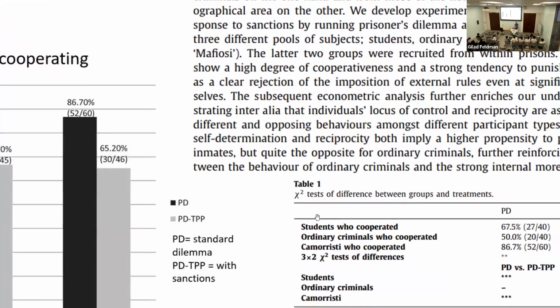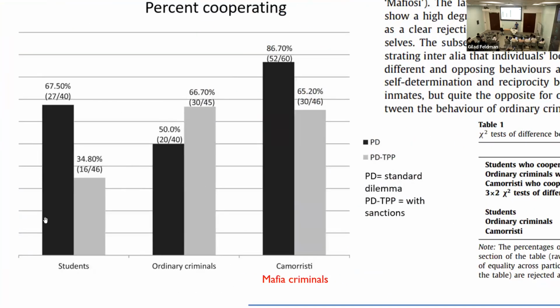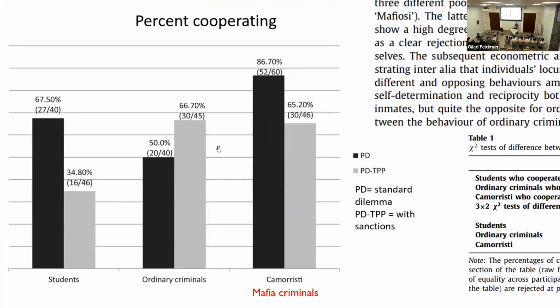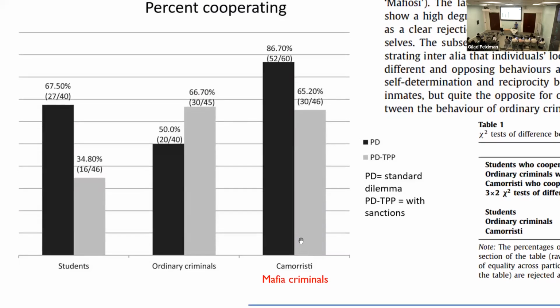You can see the mafia criminals is this one here. And you can see the ordinary criminals and you can see the students. So it's very interesting to compare students to ordinary criminals and then the mafia folks to see the rates of cooperation between them. The percent of cooperation is just very, very high for mafia criminals. So something to think about.